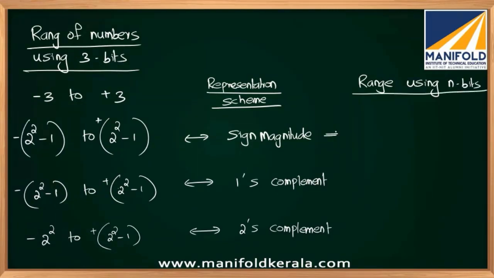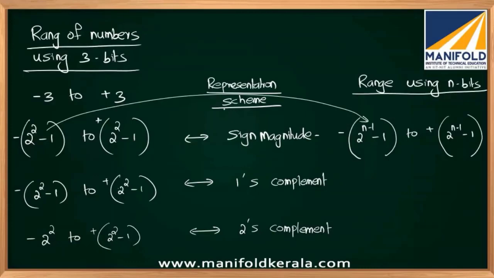So can you tell me for sign magnitude format, if it is n bits? If it was 3 bits, it was negative 2 square to. See, you can track this exponent. The exponent is 2 when it is 3 bits, right? So this can be written as negative of, please remember this one. This may be asked in your exam. Negative of 2 raised to n minus 1 minus 1 to plus 2 raised to n minus 1 minus 1. Right? Now you can compare with this one.